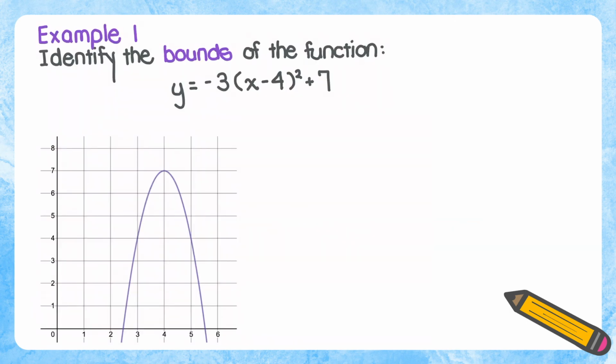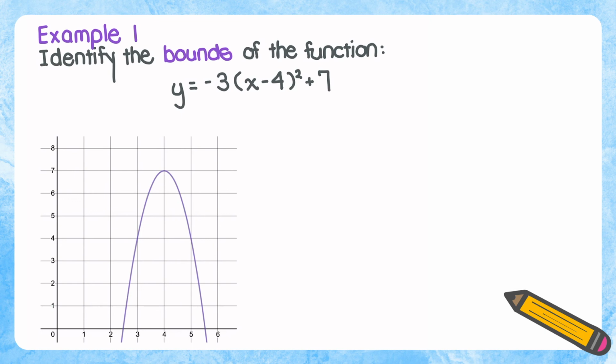So let's look at some examples. For this one, let's identify the bounds of y equals -3 times (x minus 4) quantity squared plus 7. Technically, you guys do know how to sketch this function, but I decided to just go ahead and graph it on Desmos. So we're going to focus on if there are any upper bounds, so like a roof, or if there are any lower bounds, like the floor, for this function.